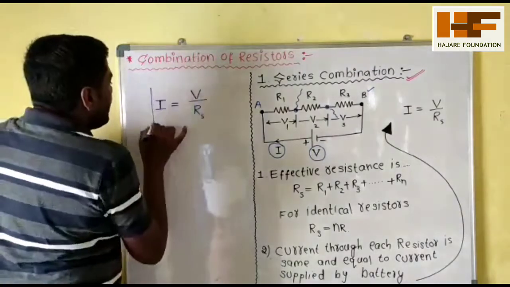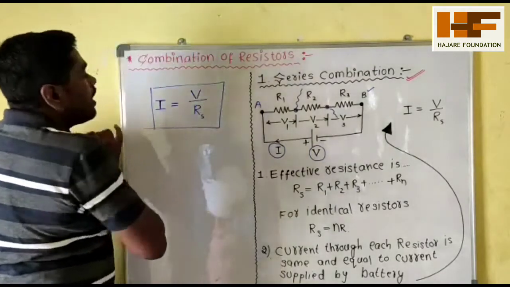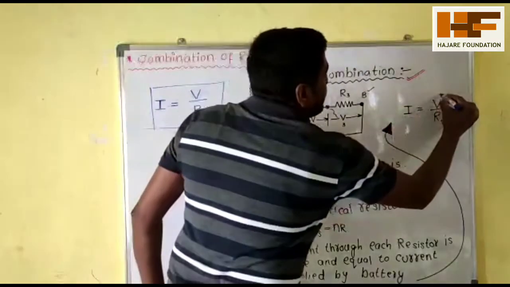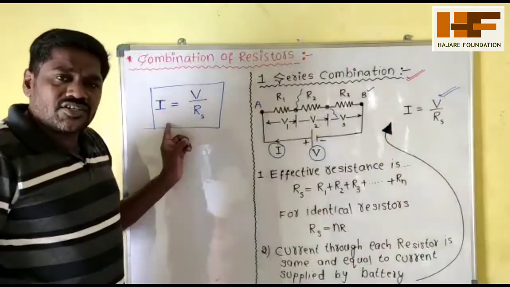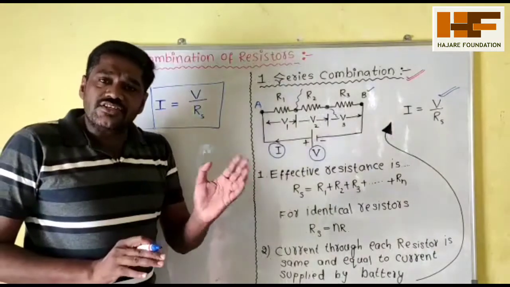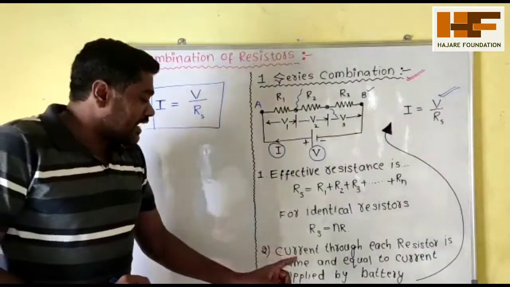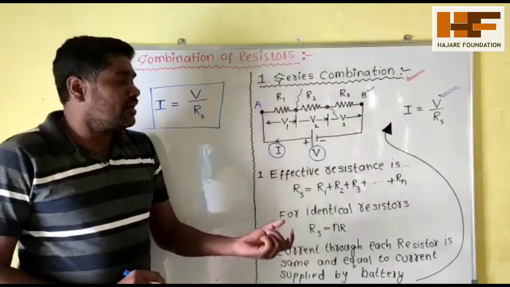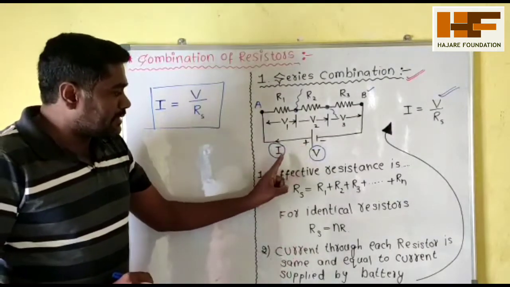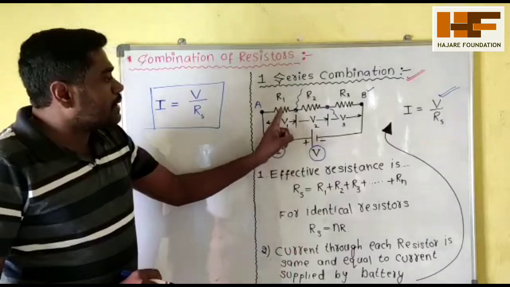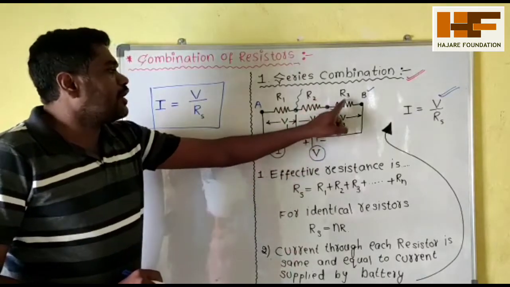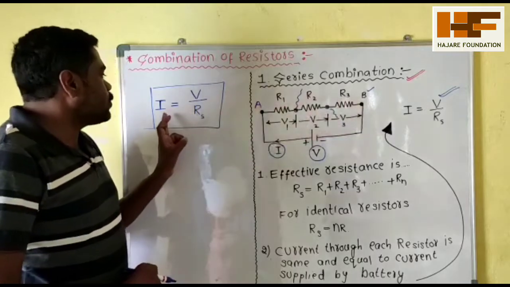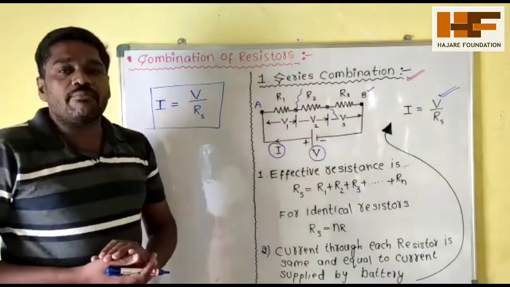Therefore, I is equal to V by Rs is the formula. Here I have given this formula, you can observe this one. Now this is the current through each resistor as well as the current through the battery. The current supplied by the battery is I, the current passing through R1 is I, the current passing through R2 is also I, and the current passing through R3 is also I, that is I is equal to V by Rs.